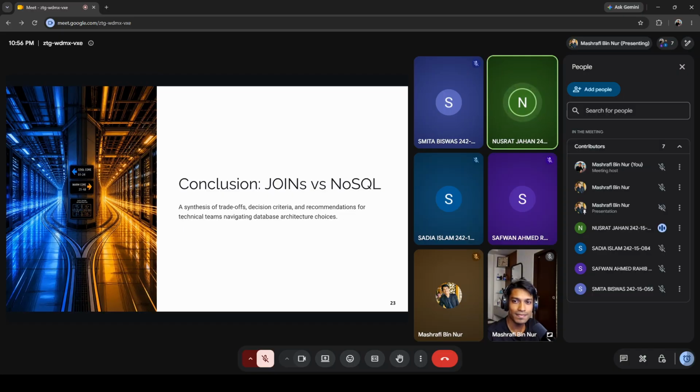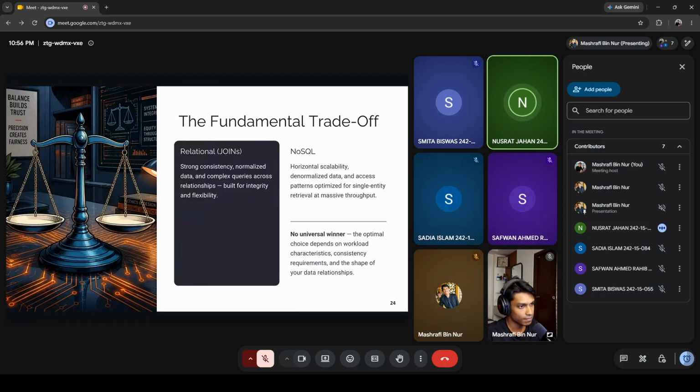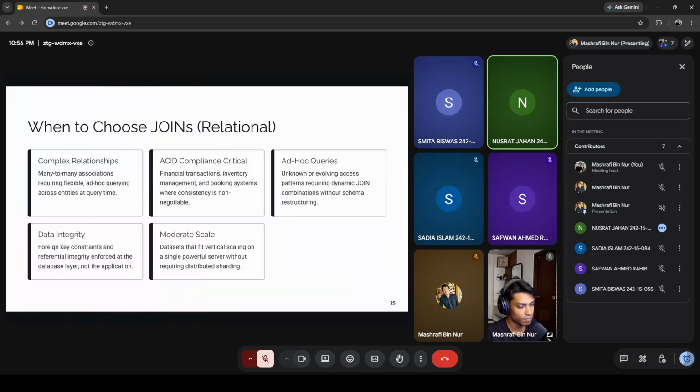After discussing both relational databases and NoSQL databases, we can see that there is no single solution that is best for every situation. The choice mainly depends on the type of application, the workload, the data relationships, and the consistency requirements. In the next few slides, I will explain when we should choose relational databases and when NoSQL is more suitable and how we can make the decision.